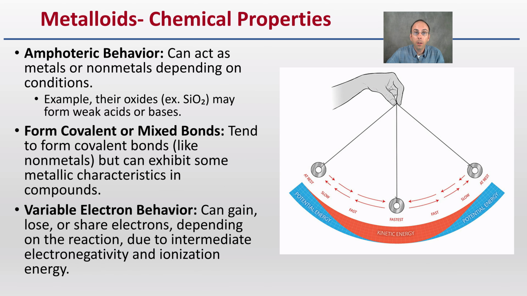The chemical properties of our metalloids have this kind of behavior where they can act as metals or nonmetals depending on the conditions. So this amphoteric behavior allows them to change depending on what conditions they're in, and that could be temperature and also pressure. For example, their oxides may form weak acids or bases. They can form covalent or mixed bonds. They tend to form covalent bonds like nonmetals, but can exhibit some metallic characteristics when in compounds. And they have variable electron behavior. They can gain, lose, or share electrons, again, due to this intermediate electronegativity as well as intermediate ionization energy.